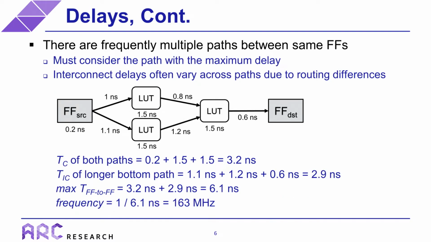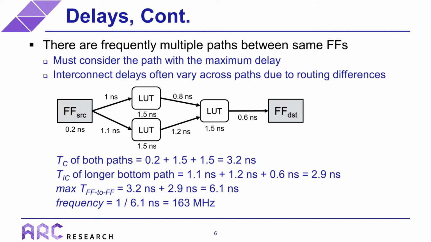One very important thing to be aware of is that there are frequently multiple paths between the same set of flip-flops, and those paths will often have different delays even when using the same set of resources due to differences in the routing of each path. So in these cases, it is critical to focus on the path that has the maximum delay. The circuit shown on this slide illustrates an example of this, where we have 2 paths between the source and destination flip-flops. The cell delays of each path here are identical, because they both pass through two lookup tables.